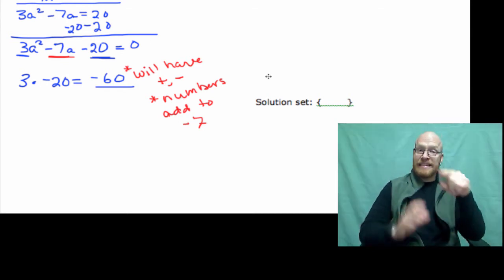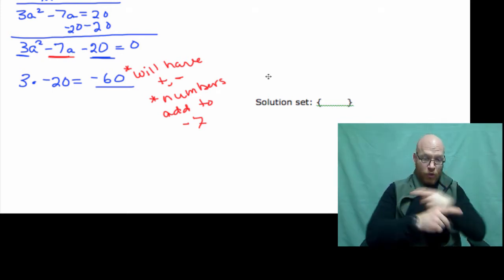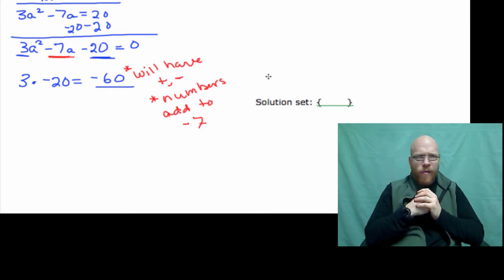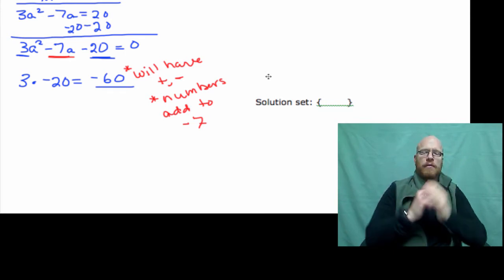Okay, now I see negative 60. I think of two things. Like I said earlier, it's going to be a mix of signs, positive and negative, and then the middle term is negative 7. So our two factors have to add to become negative 7.